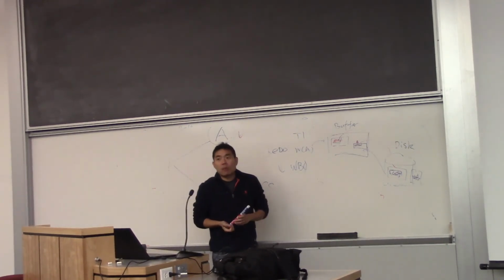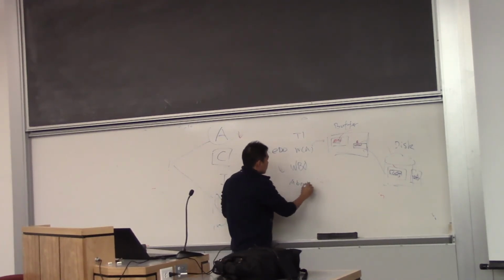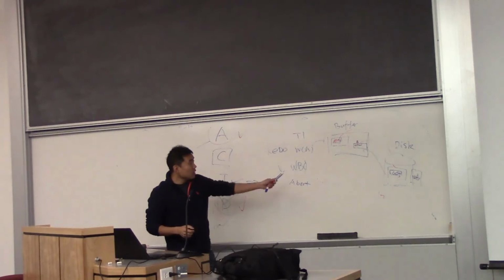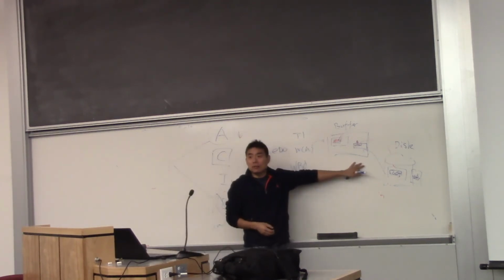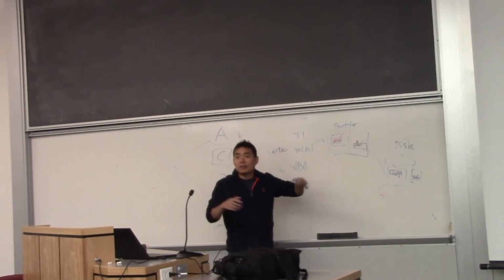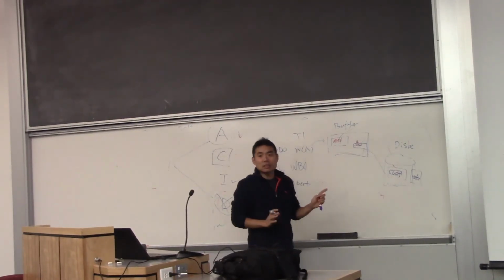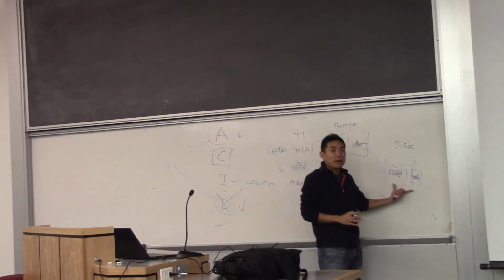Now suppose I abort. In this case, if the picture looks like this, what happens now? Good news, you don't have to do anything. You throw away these pages from memory. You kick them out. That's it, because the disk copy of these two records still has the original value.